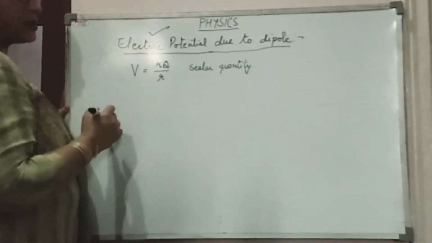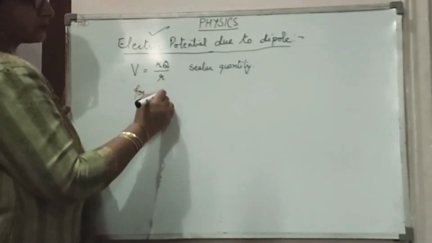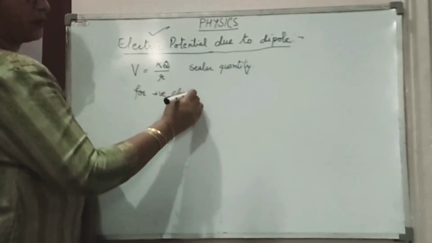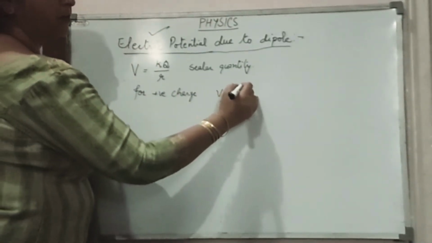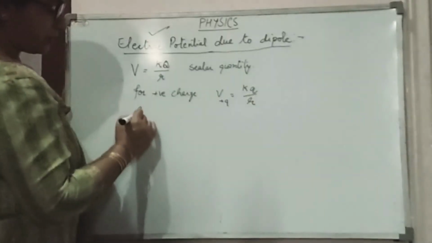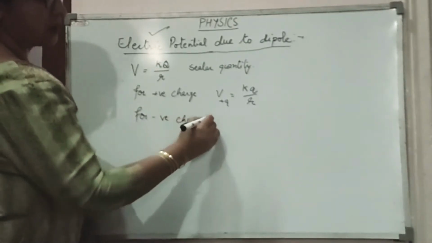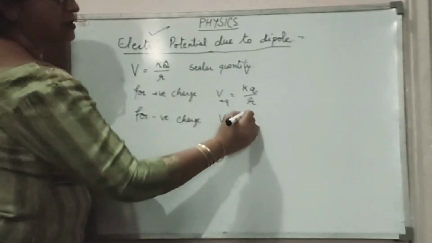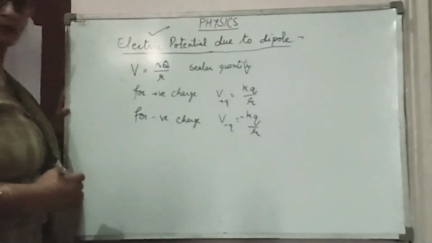It is a scalar quantity. For positive charge, the potential is KQ by R, and for negative charge, the potential is minus KQ by R.